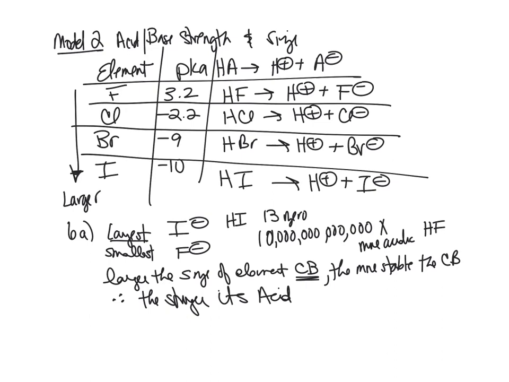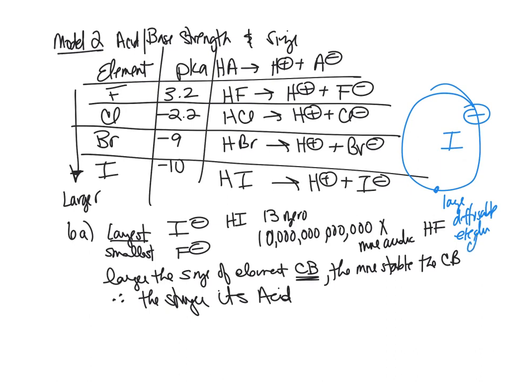What happens is iodide is really big. So when it gets an electron, it has a large, diffuse electron cloud, and it hardly even notices an extra electron. Fluorine is considered hard and small. So when you add another electron in there, it notices it, and that can make it comparatively more unstable.